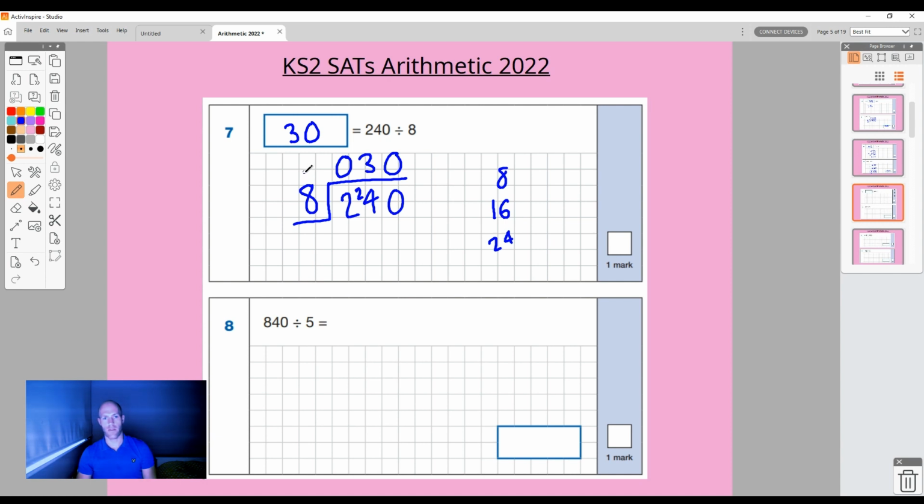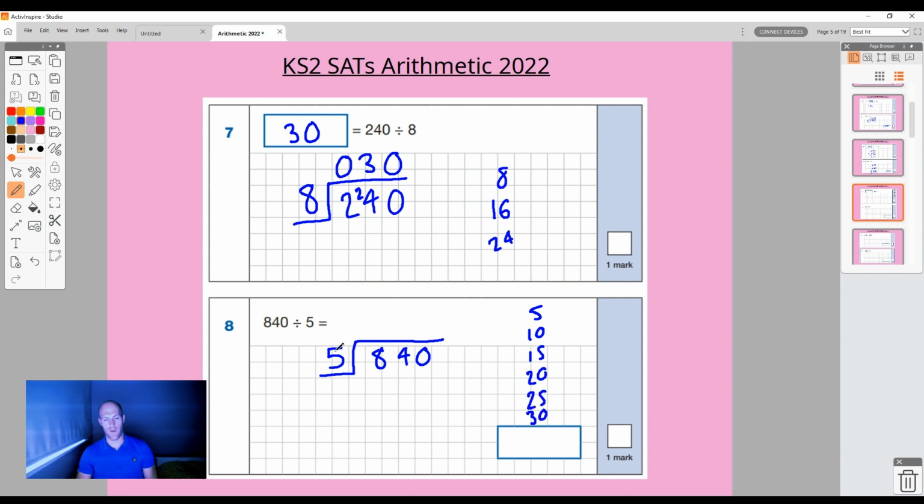240 divided by 8 is 30. 840 divided by 5, going on a strong division streak. If you need to free up some working memory, do your 5 down the side. You should be able to keep them in your head, but it takes a second.